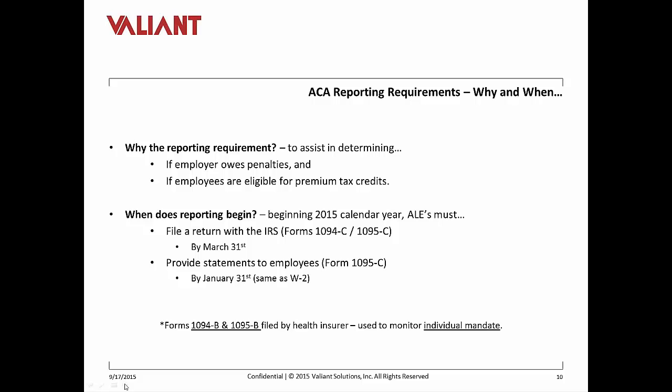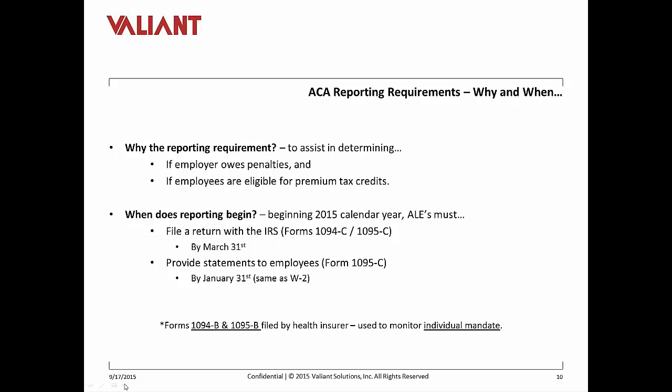As far as the timing requirement, this reporting begins this year, effectively beginning January 1st of 2015. We're looking at calendar year data throughout the course of the year, and that data must be filed on these returns. The returns are forms 1094-C and 1095-C with the IRS, and the deadlines are January 31st for the employee forms. Those would be the 1095-C, and incidentally, that's the same timing requirement as the issuance of W-2 forms. And the IRS submission is due by March 31st if filing electronically, which the Valiant solution will be filing. So that's the timing of how this is all working.